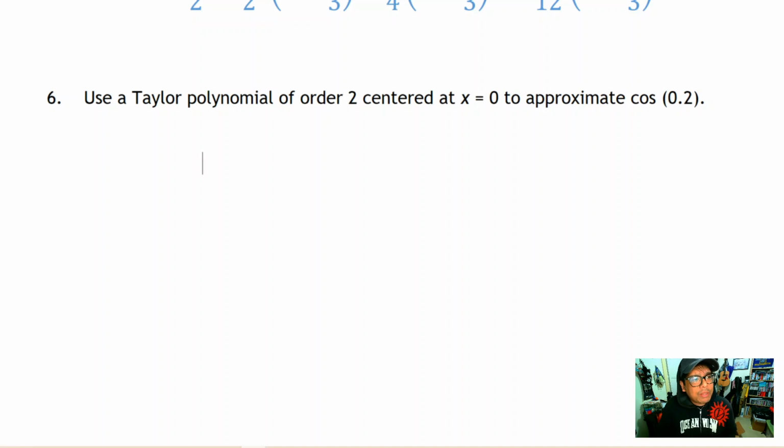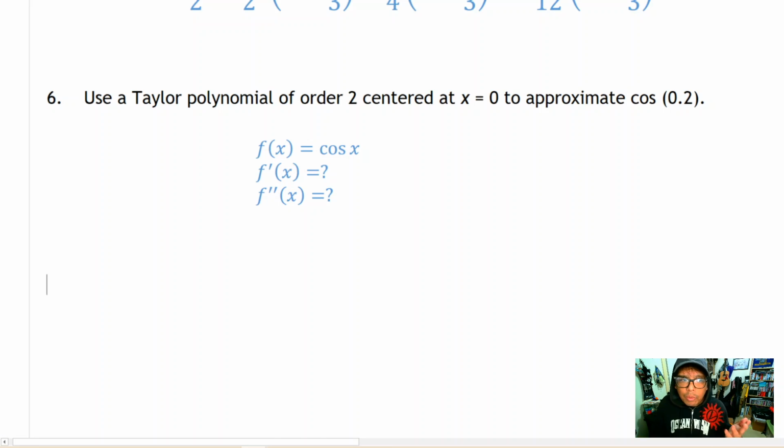Problem 6 is going to be use a Taylor polynomial of order 2 centered at 0 to approximate cosine of 0.2. Now, there's a couple things that we need to look at here, and the first thing to look at is, well, what function is going to be our f of x? Well, based on the fact that we're trying to approximate the cosine of 0.2, I think a good idea would be to make f of x equal to cosine of x. Now, with that out of the way, we're doing a Taylor polynomial of order 2 centered at x equals 0.